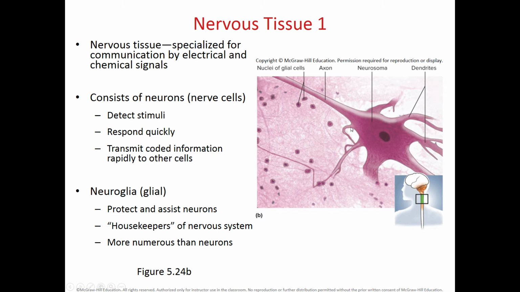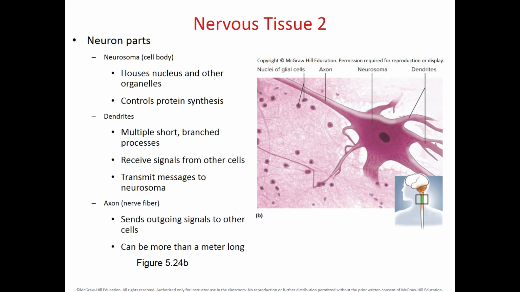Now, surrounding these neurons, we have these small cells that we call the glial cells. Just because they're small doesn't mean that they are not important. The function of the glial cells in general is to protect and assist the neurons, so they are the housekeepers of the nervous system. And they are more abundant in the nervous tissue than the neurons.